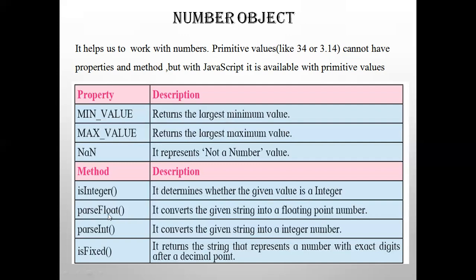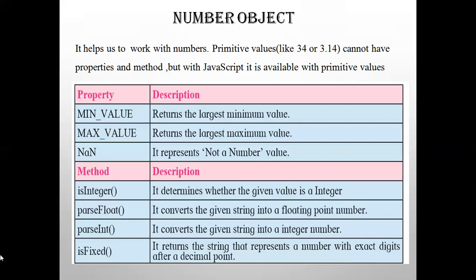Second is parseFloat. parseFloat and parseInt we have learned in 11th standard also. But again we will be learning it here. parseFloat converts the given string into a floating point number. And parseInt converts the given string into an integer number. This takes integer part only. This takes integer and floating point, both.